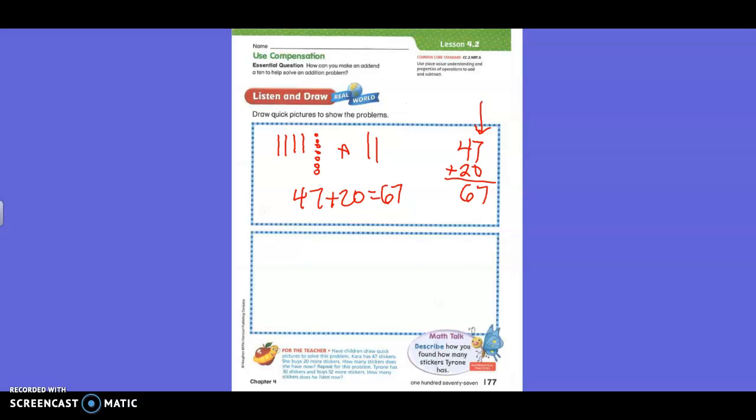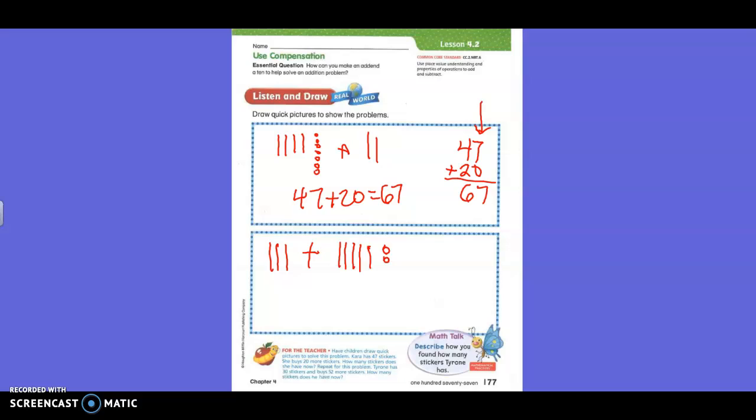Tyrone has 30 stickers. How would we show that, Kinley? 3 tens. She buys 52 more stickers. How would we show that? Landon? 5 tens. And 2 ones.